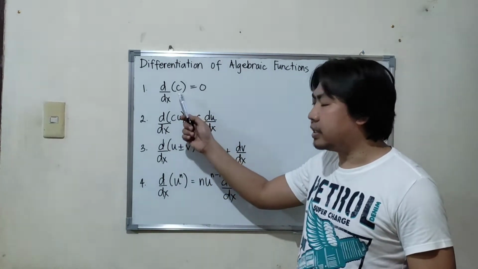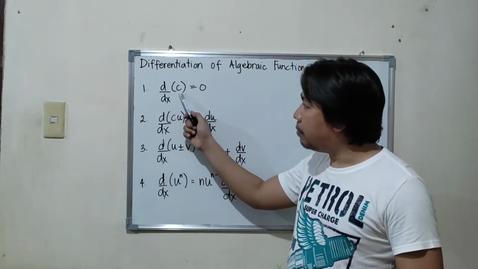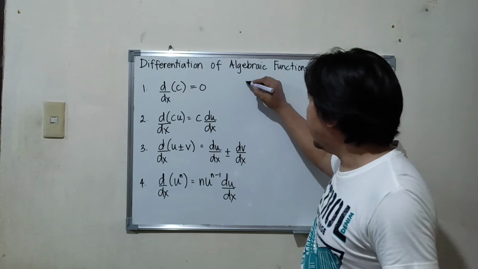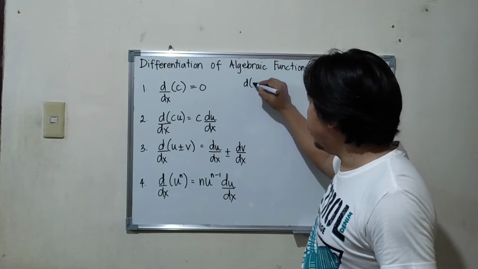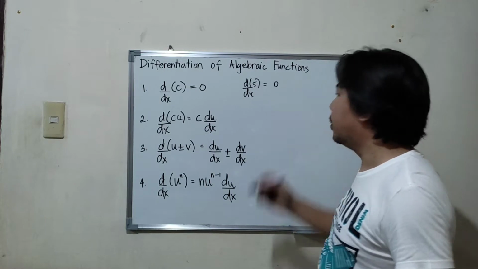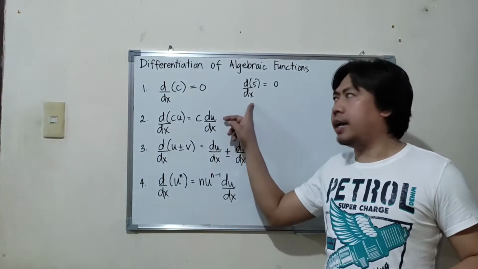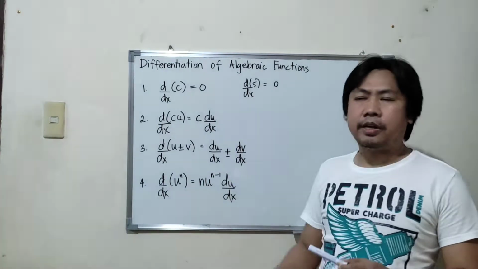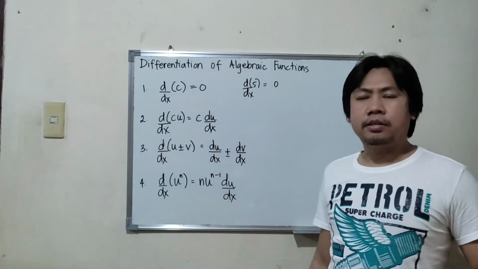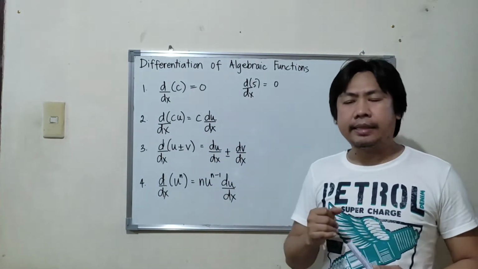So, c is constant. That means any number. So, derivative of any number with respect to x is equal to 0. For example, if we have derivative of 5 with respect to x equals 0. Or, yung x, pwedeng mapalitan to ng kahit anong variable. So, for example, derivative of 5 with respect to t, with respect to b, so with respect to kahit anong mga letters, pwedeng ipalit natin.